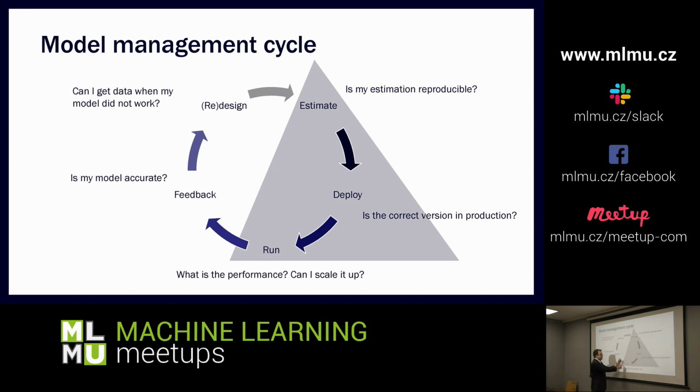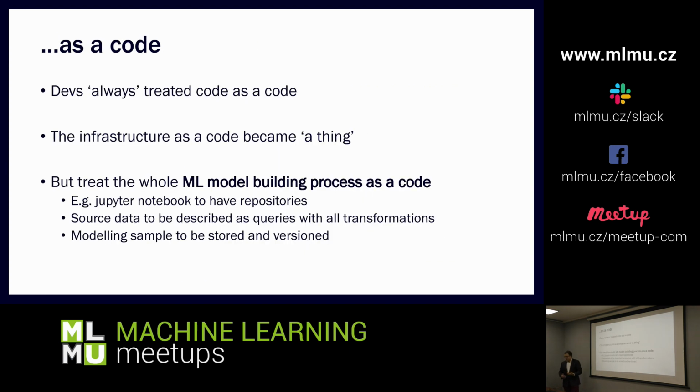I'm going to cover this little triangle, sort of estimate, deploy, run. The rest is a slightly more complex topic, and it's for a full different presentation. And this is something that you probably know better than I do, so I'm not going to talk about how to do machine learning. You know it better. So I say: as a code.